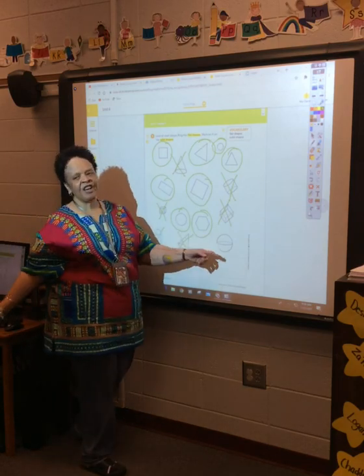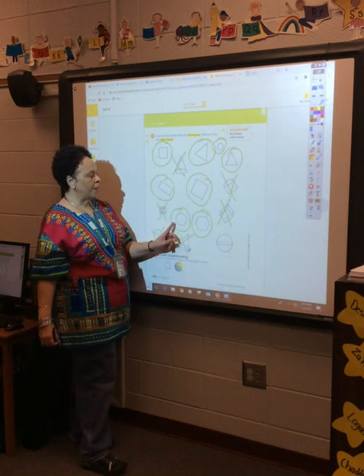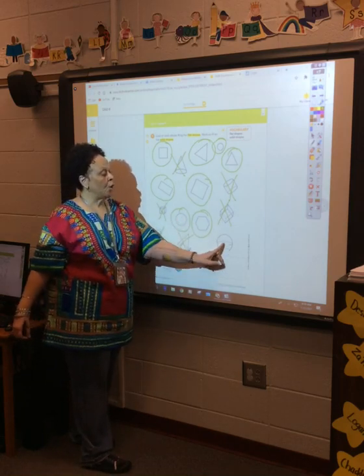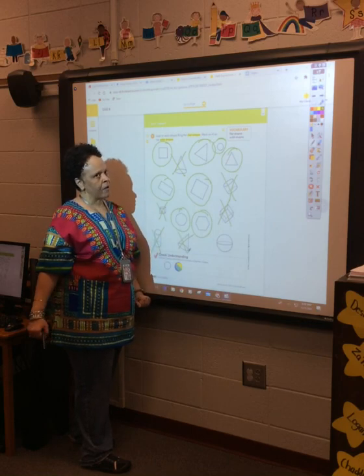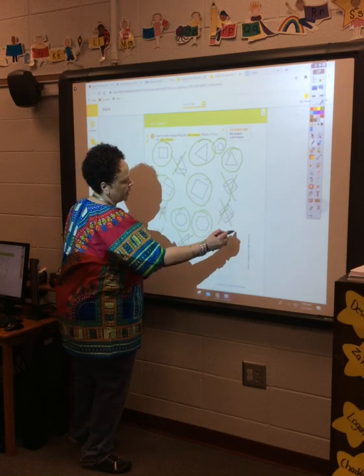And this is a sphere. Sphere. Now it's round like a circle, but it goes up. So is that a flat or a solid? Solid. Good. And put an X.